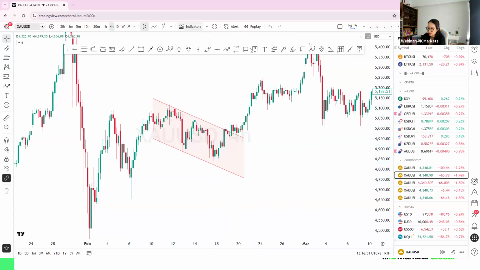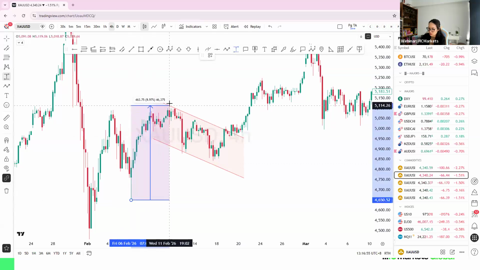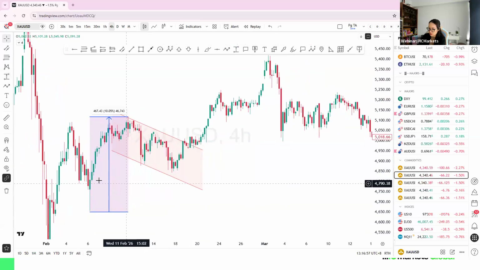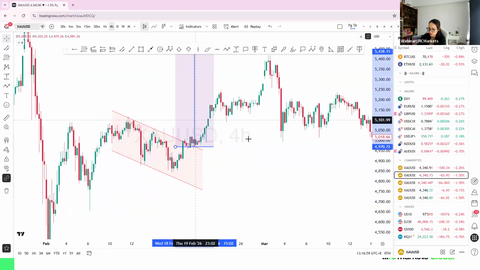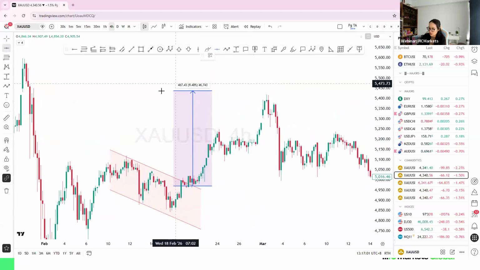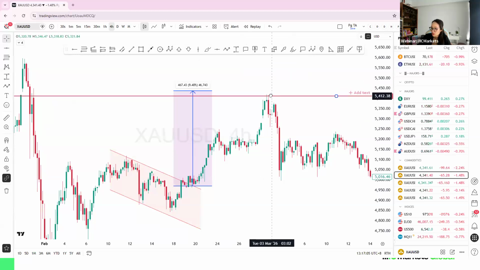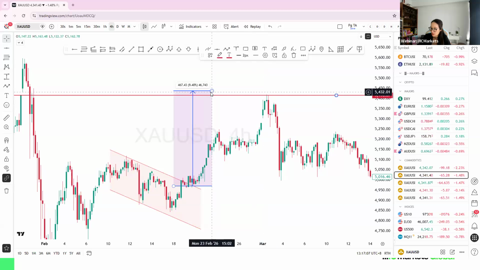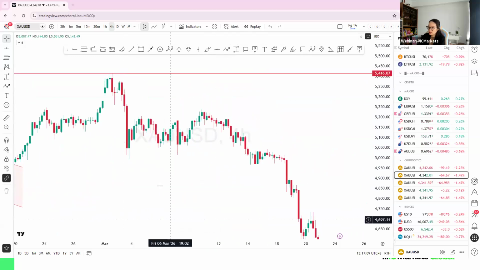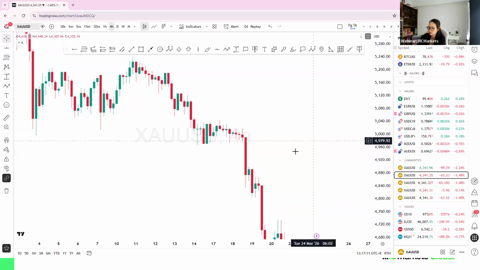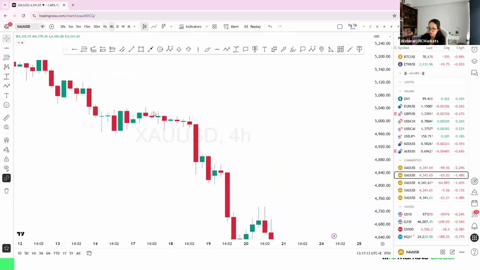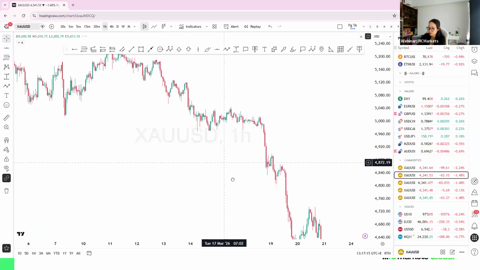So if we're gonna measure from this pole to this, gonna put here. Whenever it breaks out, this is gonna be the, you see that? The target somewhere around here. Almost hit this swing high. Okay? And another one, we also see the pattern is all repeated.